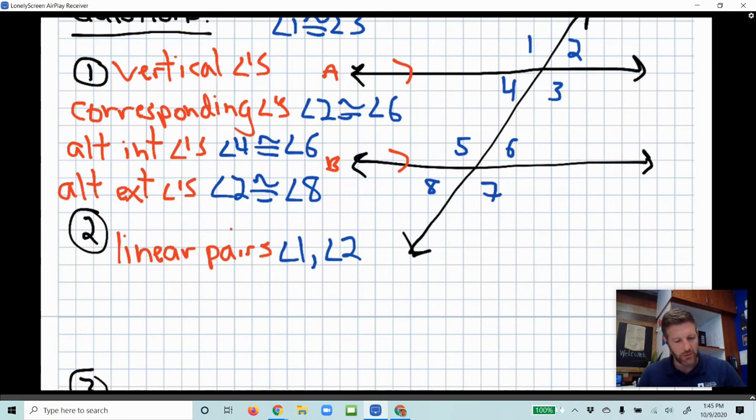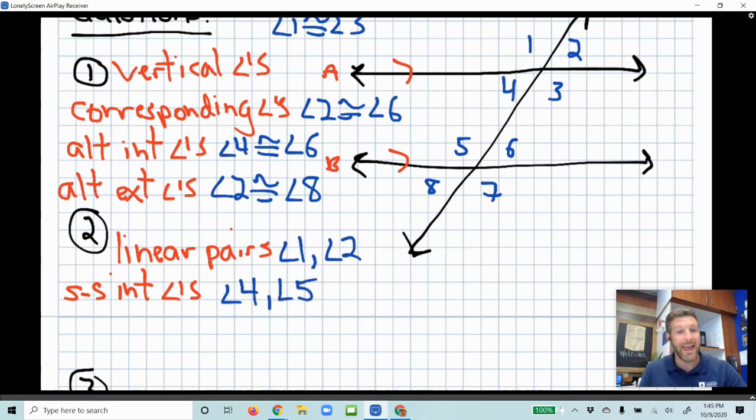Well, we did all the alternates up here, but now the same side interior angles, those two angles, 3 and 6 add up to 180, and 4 and 5 add up to 180. So all of the same side interior angles, which I abbreviate like this, S-S interior, are supplementary. So for example, angle 4 and angle 5. And you probably have already guessed it, or you looked in your book, but as long as you learn it, I don't care.